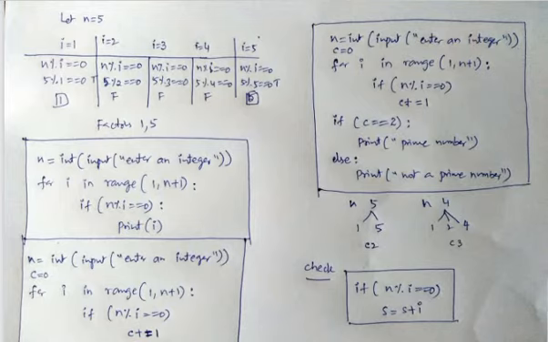Let n is equal to 5 and i is 1. 5 mod 1 is 0, true, so 1 will be printed. When i is 2, 5 mod 2 equal to 0 is false. When i is 3, 5 mod 3 equal to 0 is also false, and when i is 4, false. When i is 5, it is true, 5 will be printed.